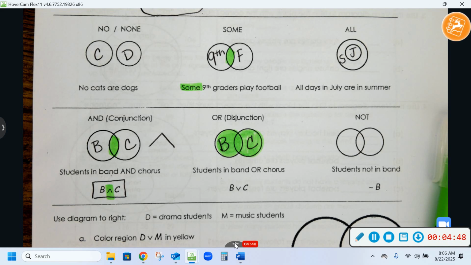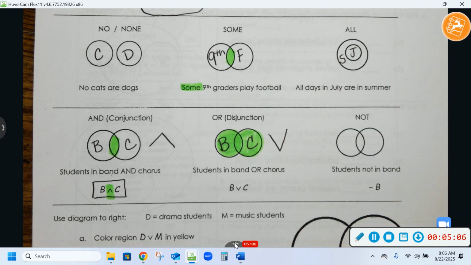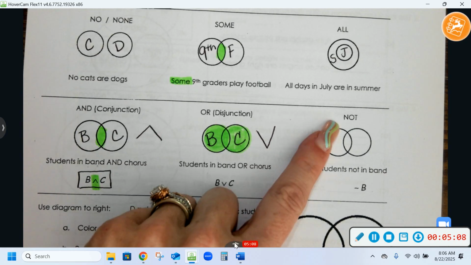Yes, bud? So what does the middle represent in this one? And this one, that's still students that are in both, but the criteria for here is students that are in band or chorus. So the students that are in both definitely meet that criteria. All right, not. So here's the or symbol. We'll write that right there. Not.